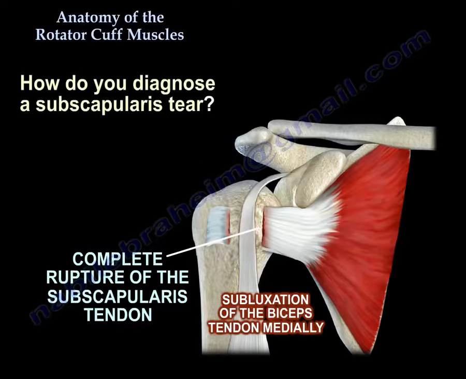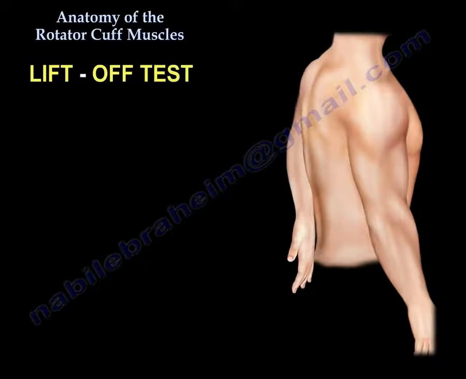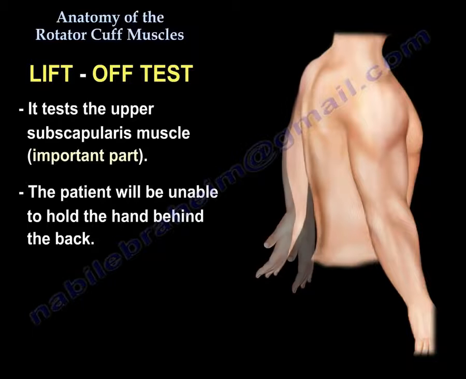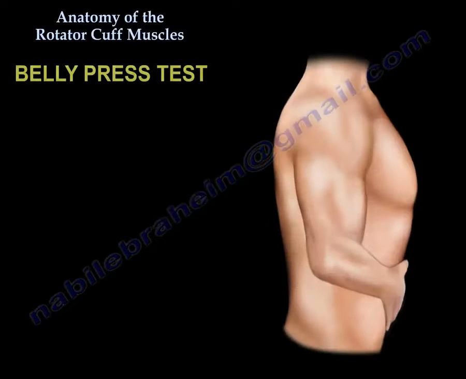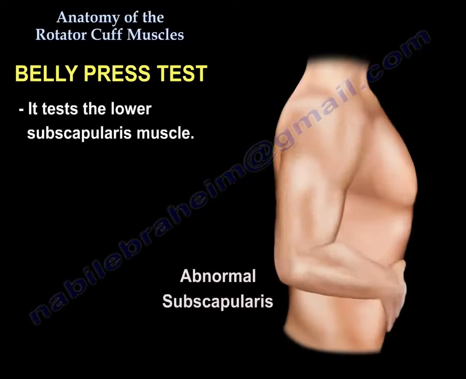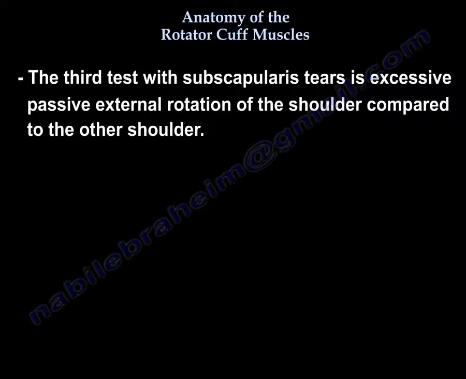So how do you diagnose a subscapularis tear? Two tests. Number 1, the lift-off test. It tests the upper subscapularis, which is the important part, and that's really an important test. The patient will be unable to hold the hand behind his or her back. The second test is called the belly press test, and it will test the lower subscapularis. The third finding with a subscapularis tear is excessive passive external rotation of the shoulder compared to the other shoulder.